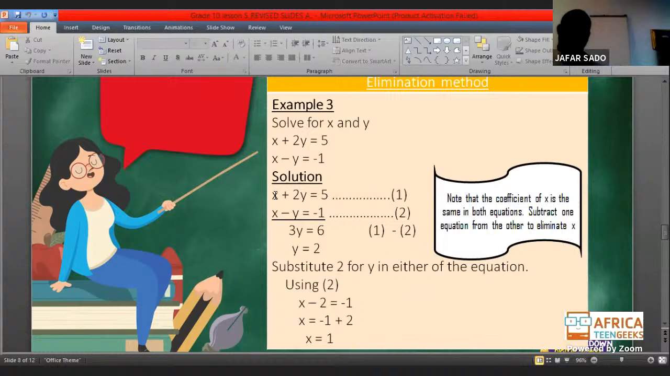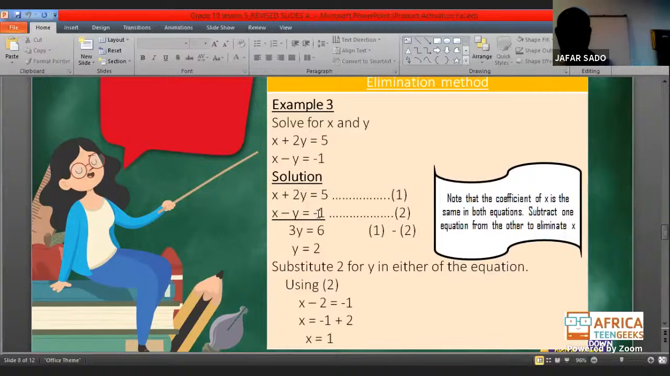We're trying to remove one of the variables so that we can find the other variable. But you must bear in mind that the variable you want to eliminate must have the same coefficient. They must be the same thing, otherwise you can't eliminate them. So looking at this now, we have x plus 2y equals 5, and x minus y equals minus 1.